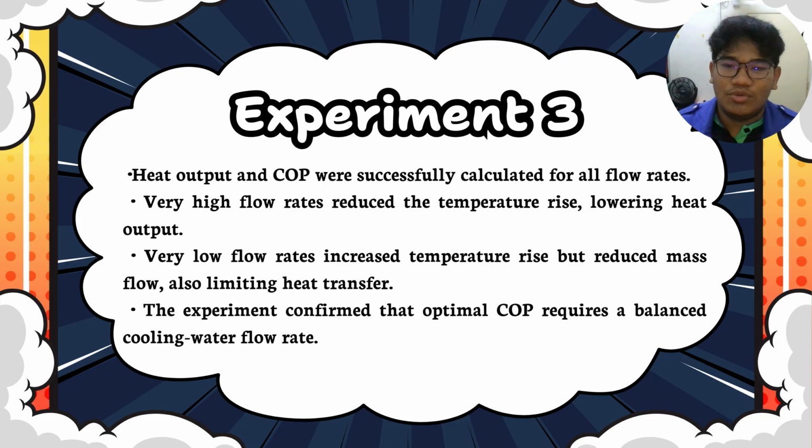Lastly, in experiment 3, we can see that heat output and COP were successfully calculated for all flow rates. We can see that very high flow rates reduce the temperature rise, thus lowering heat output. For very low flow rates, the temperature rise increases but the mass flow is reduced, thus limiting heat transfer. The experiment confirmed that optimal COP requires a balanced cooling water flow rate.